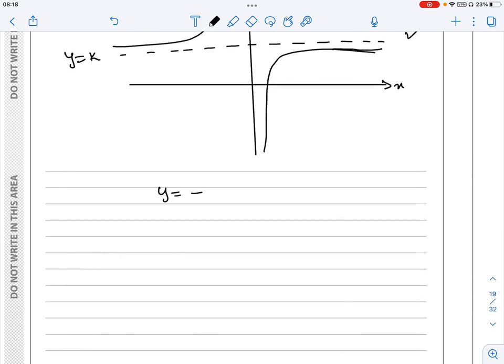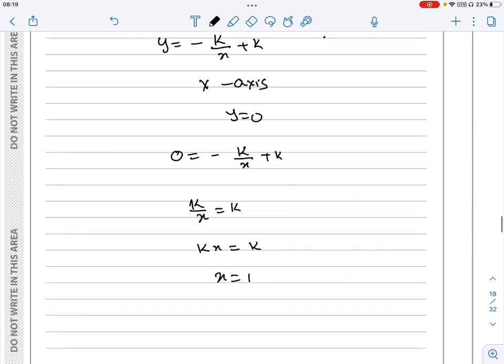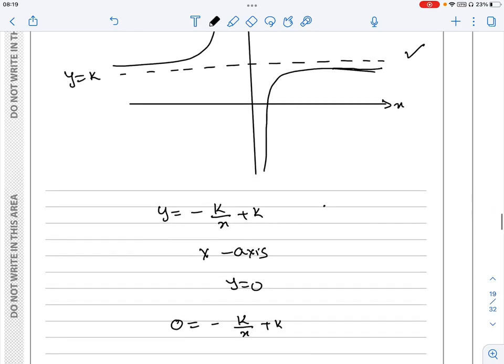So y equals minus k upon x plus k. So x-axis, what is the meaning of x-axis? x-axis means y equals 0. So 0 equals minus k upon x plus k. So k upon x equals k. kx equals k. So x equals nothing but what? 1. So what is the point? It is (1, 0).